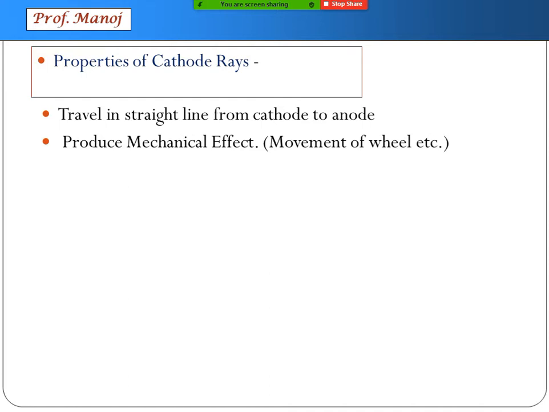Cathode rays can produce mechanical effect. Now what is a mechanical effect? If cathode rays are traveling and you keep a very small, lightweight metal wheel in their path, the metal wheel starts revolving around itself. This is something like a wheel placed in the wind, and due to the wind the wheel starts moving. In the same way, the mechanical effect can be seen.